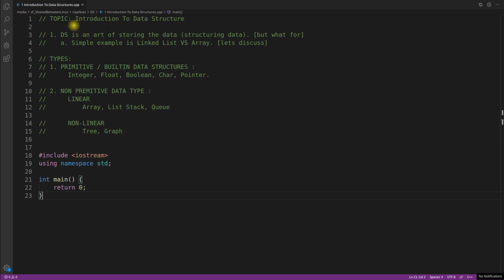So, do you think you don't know data structure? First answer that question. Do you know data structure or you don't know data structure? Actually, you already know data structure.